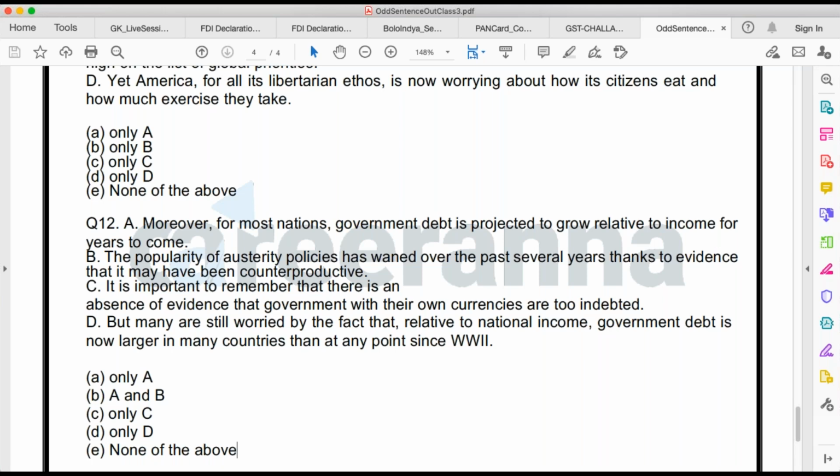Anushka, do you have a doubt? A, C and D, they are talking about the downfall. B is talking about the uprise, because it is using the word counterproductive. Anyone, any doubt? Okay, so great. So my answer for this question is going to be option number B.